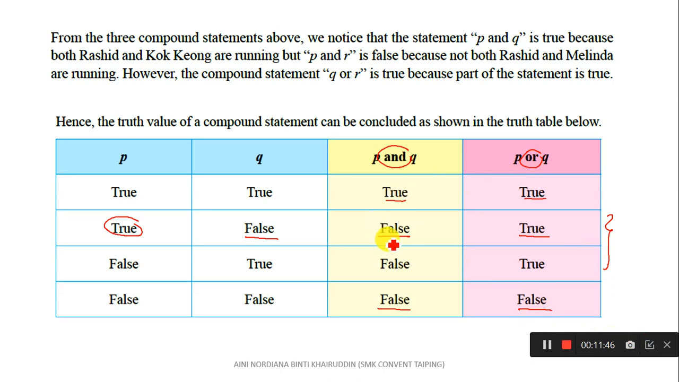So how to remember this? This is easy. When one of them is true, and you use the word "or", it becomes a true statement. If one of them is true, "or" becomes a true statement. But for "and", if you get even one false, then it becomes a false statement. Only one. So here, false and false, so it becomes a false statement.